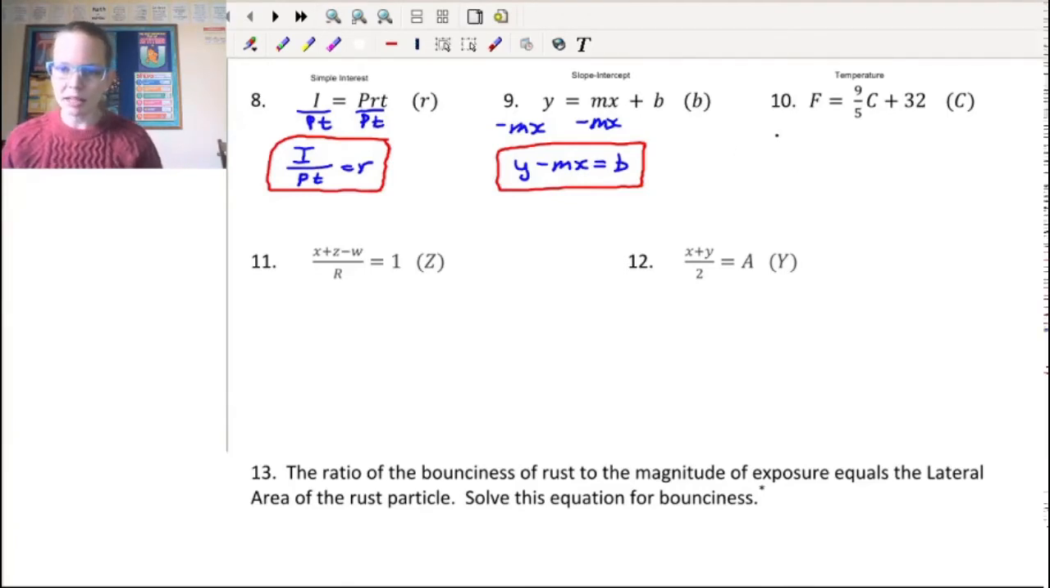All right, number 10, we want to solve for c. So to get c by itself, again, reverse order of operations, I'm going to take care of this thing that's being added first. So subtract the 32 from both sides.